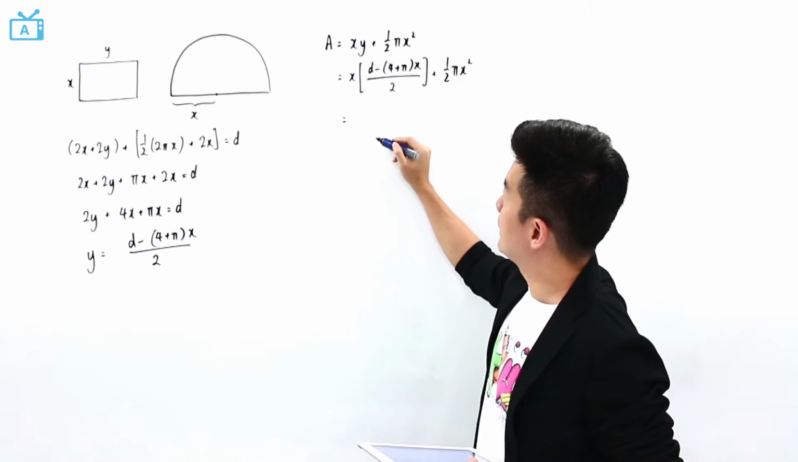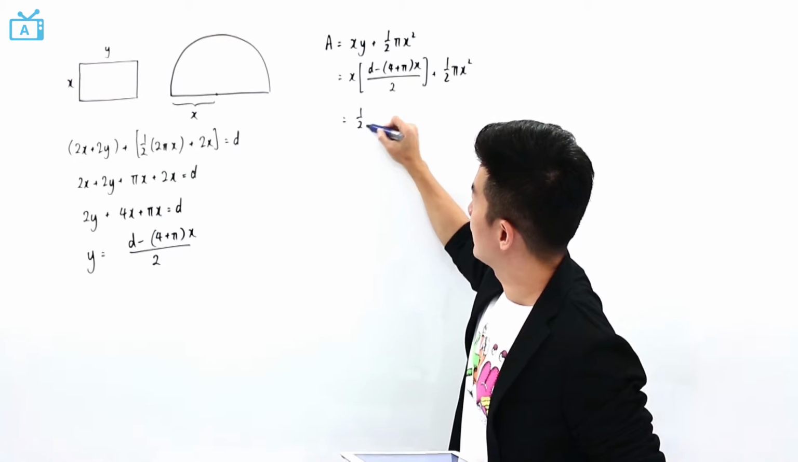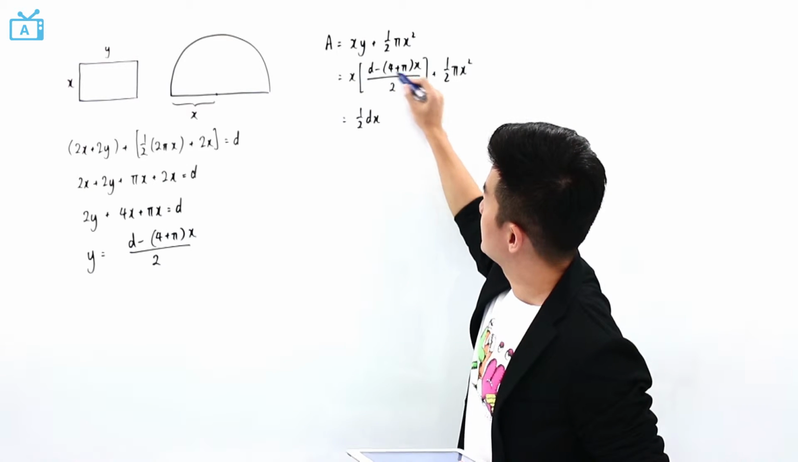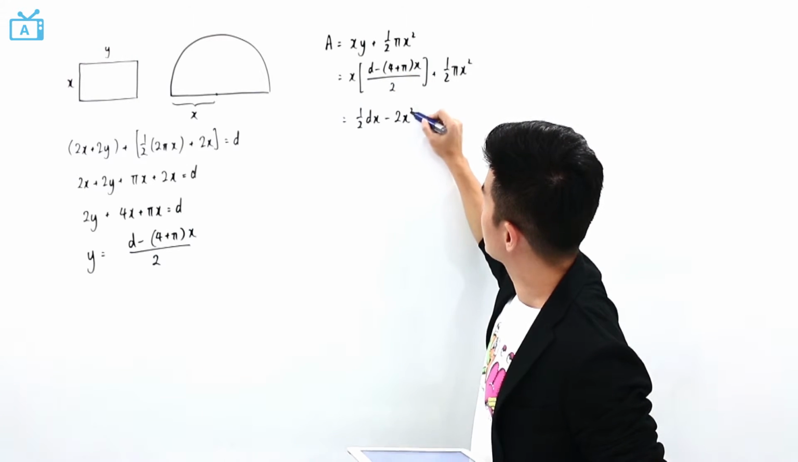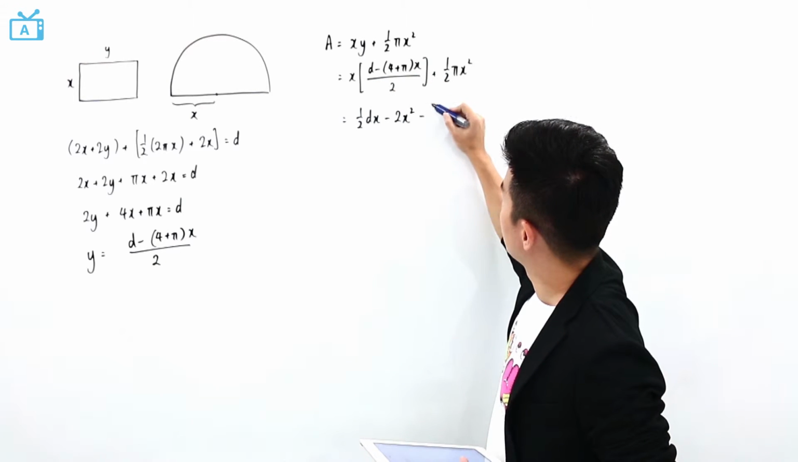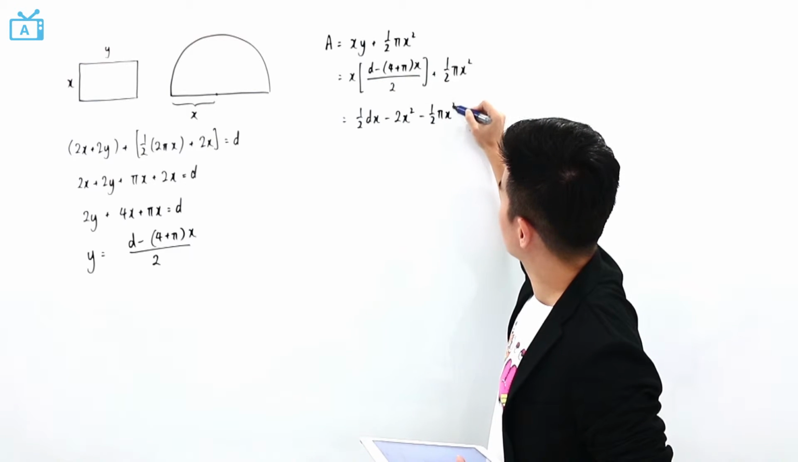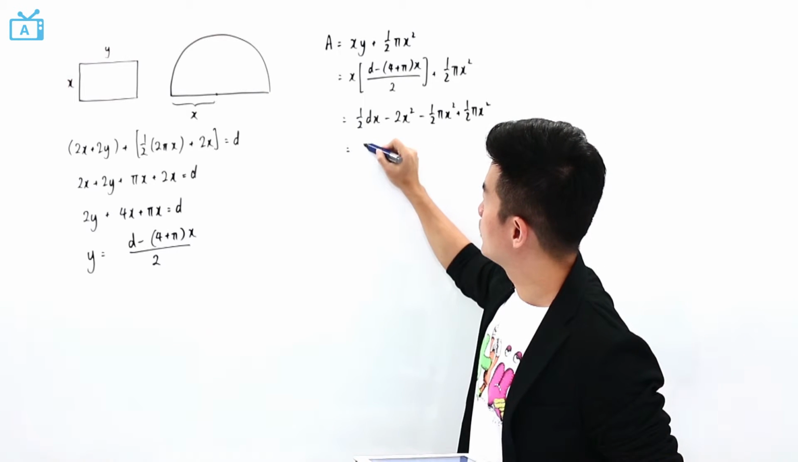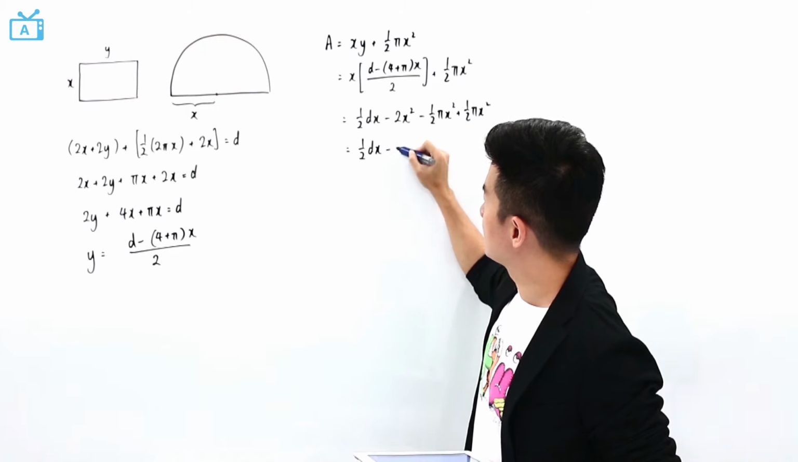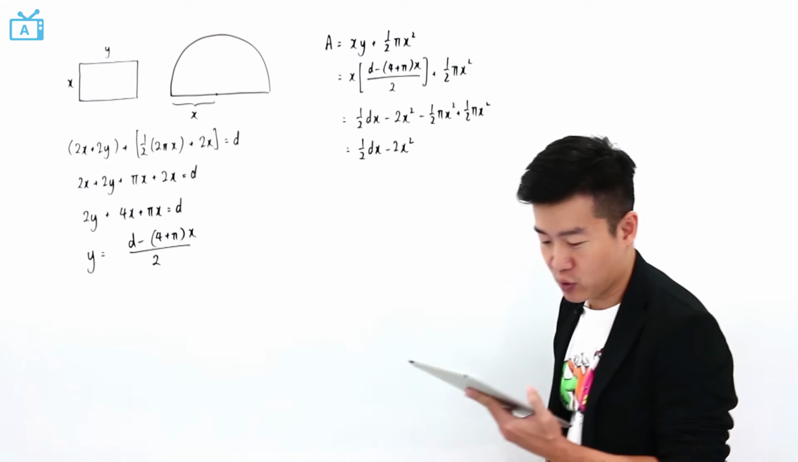So if I were to expand this times this, it is going to be half dx. This times this, if I were to expand this also, it is going to be minus 2x squared. And this is going to be minus half pi x squared plus half pi x squared. So A is going to be equal to half dx minus 2x squared.